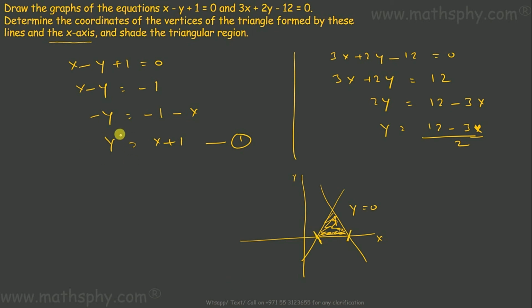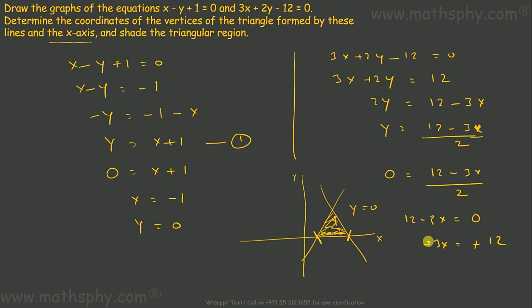So if I put y as 0, it will give me the x value. In the first equation, this would be x plus 1, so x would be negative 1 and y would be 0. If I put y as 0 in the second, this would be 12 minus 3x over 2, which means 12 minus 3x is equal to 2 into 0, which is 0. So negative 3x is negative 12, negative negative cancels, x is equal to 4 and y is equal to 0. It means I have x as negative 1 and x as 4 where y is 0.